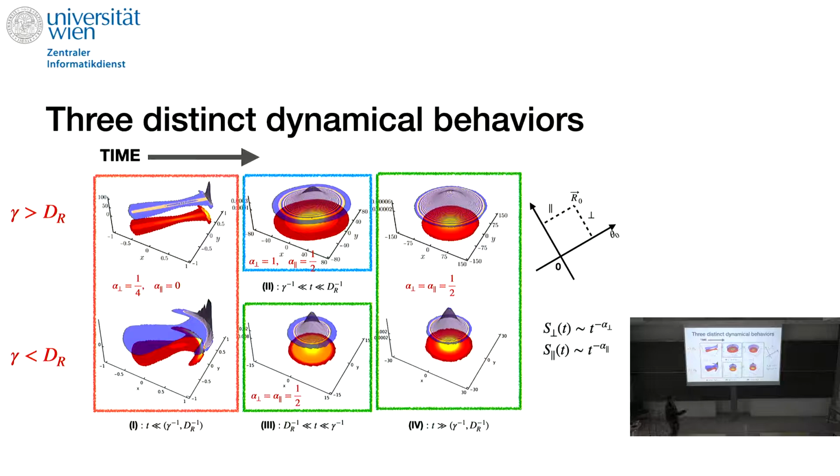At the end it has to be isotropic, right? Because these are different times. This box is a very short time, this is a very long time, and this is the intermediate time. In this intermediate time, you have two behaviors depending on whether gamma is less than dr or gamma is greater than dr. If gamma is greater than dr in this intermediate regime, the distribution is anisotropic. If you look along the perpendicular direction or along the parallel direction, you have two different behaviors. And this is what I'm going to talk about.